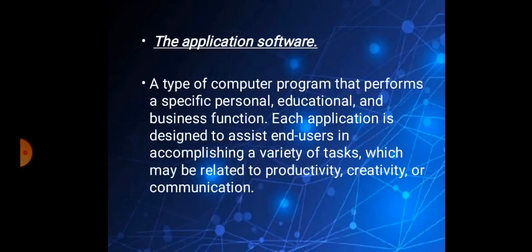The second kind of software is the application software. It is a type of computer program that performs a specific personal, educational, and business function. Each application is designed to assist end users in accomplishing a variety of tasks, which may be related to productivity, creativity, or communication. So, in simple meaning, application software contains the system that commands the particular task and solves a particular problem.